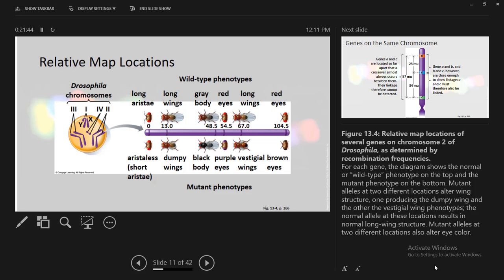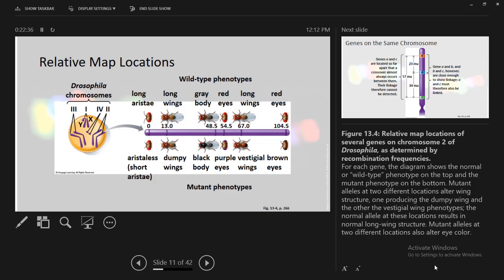But the distance between, say, these two genes is 67. But you can't get a number that high, right? If they're sorting completely independently, what's our number going to be? 50%. So how on earth do you get this number? The distance between A and B plus the distance between B and C should equal the distance between A and C. Does that make sense?